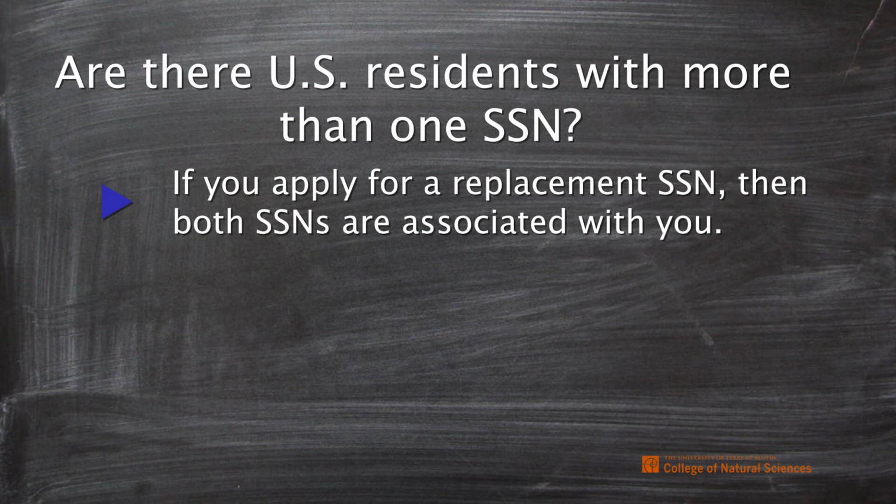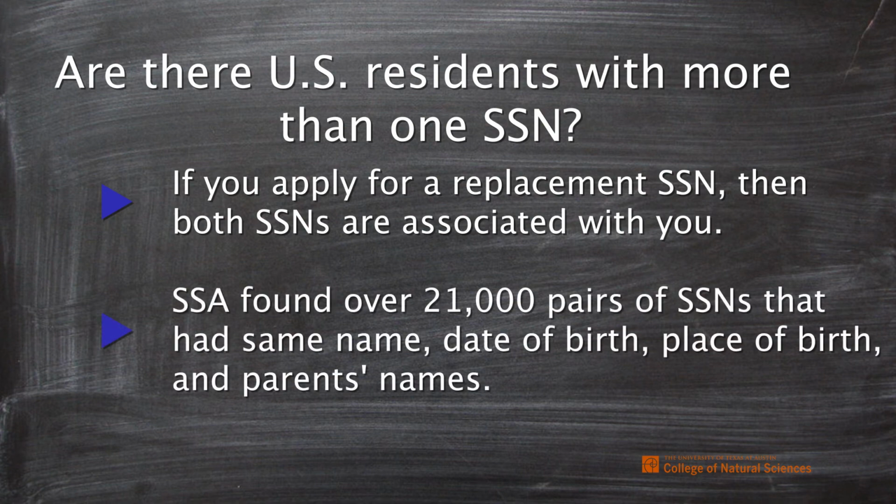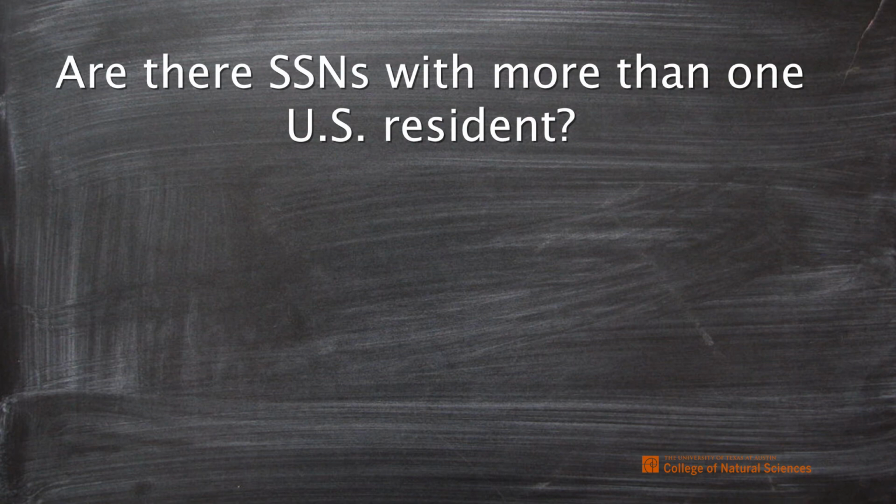Yes. And in fact, I found a study where they found 21,000 U.S. residents in this country who were actually legally using both numbers. And I don't think they were supposed to be, but it happens. So we definitely have people, residents, with more than one number. Yes. Finally, do you think there are numbers that have more than one resident attached to them?